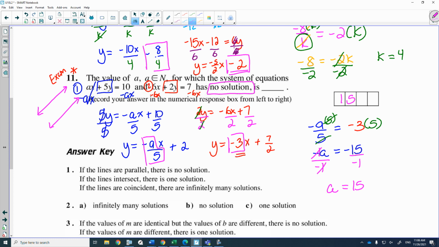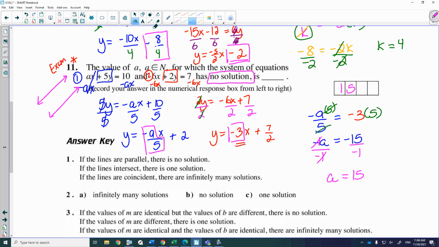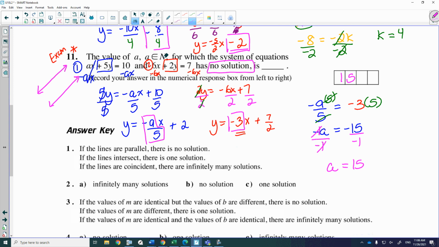You always want to double check, though, right? So if I go over here, and if I erase that a, and I put a 15 there, I will have negative 15 over 5, which is what? Negative 3. This would be negative 3, and that would be negative 3. They have identical slopes, but different y-intercepts, so they are parallel.